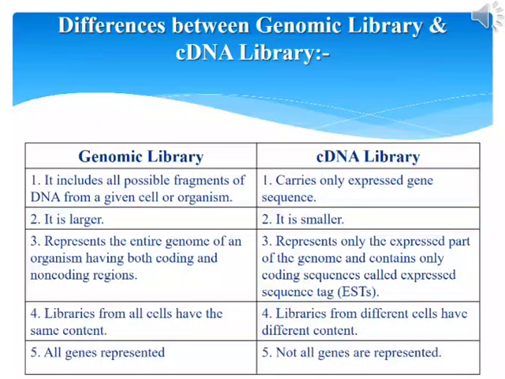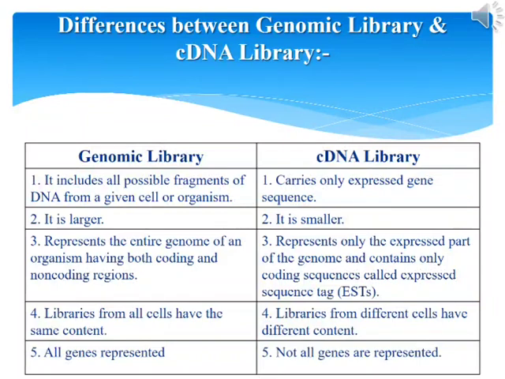Let's now see how a cDNA library is different from a genomic library. A genomic library includes all possible fragments of DNA from a given cell or organism, whereas a cDNA library carries only expressed gene sequences. A genomic library is larger, whereas a cDNA library is smaller. A genomic library represents the entire genome of an organism having both coding and non-coding regions in it, whereas a cDNA library represents only the expressed part of the genome and contains only the coding sequences called expressed sequence tags, which can also be represented as EST.